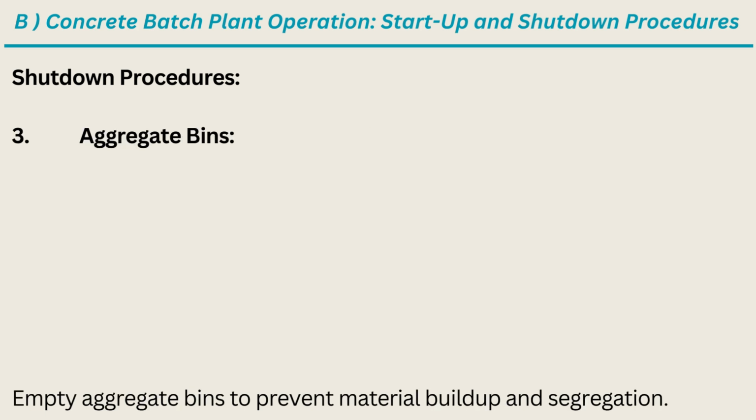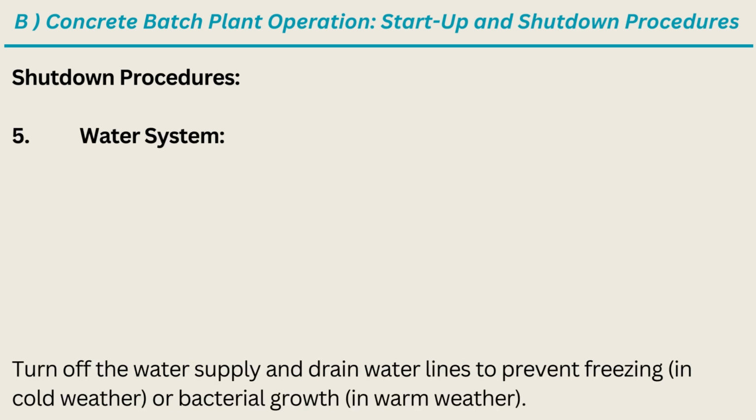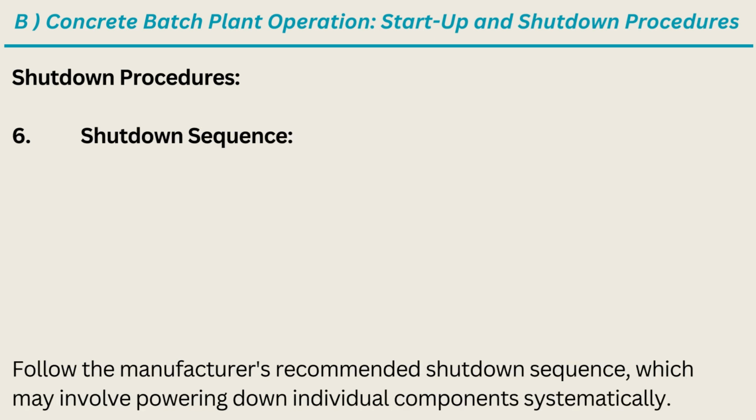3. Aggregate bins. Empty aggregate bins to prevent material buildup and segregation. 4. Cement and admixture silos. Close and secure silo access points to prevent contamination and moisture ingress. 5. Water system. Turn off the water supply and drain water lines to prevent freezing in cold weather or bacterial growth in warm weather. 6. Shutdown sequence. Follow the manufacturer's recommended shutdown sequence, which may involve powering down individual components systematically.